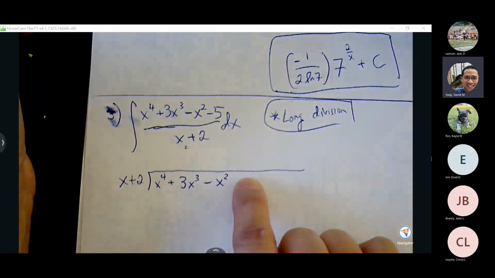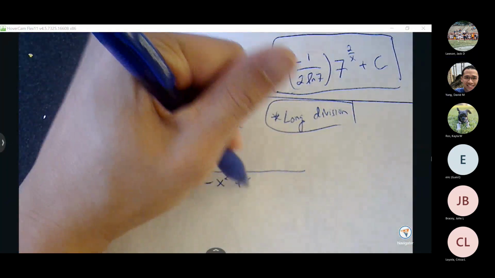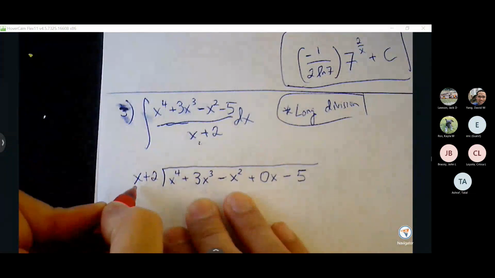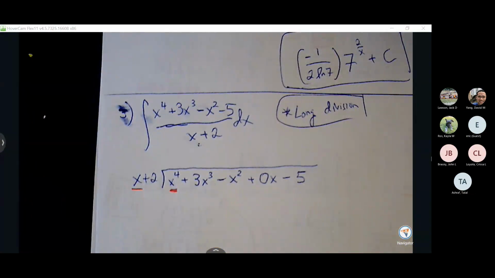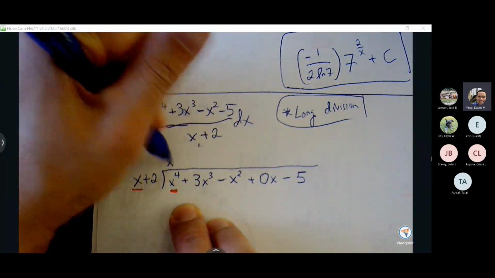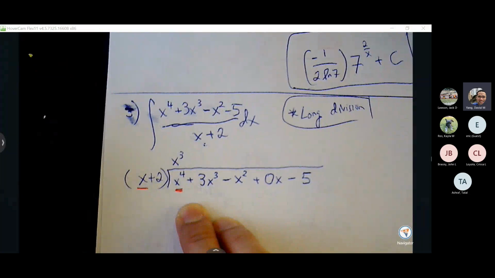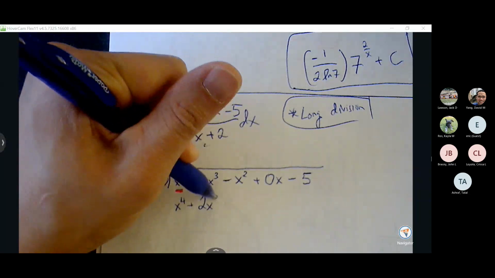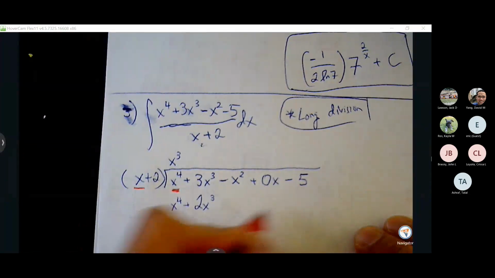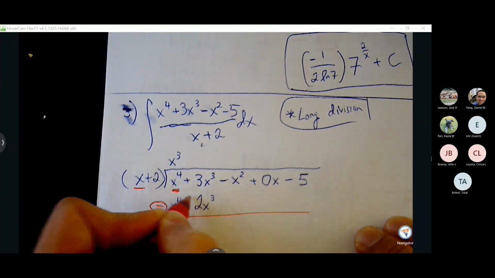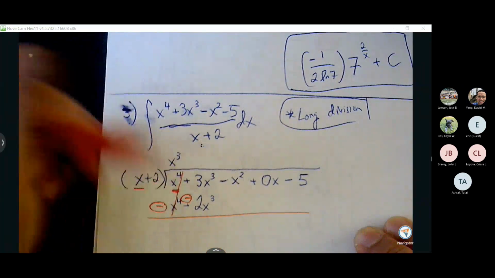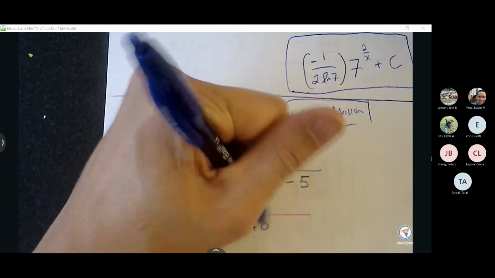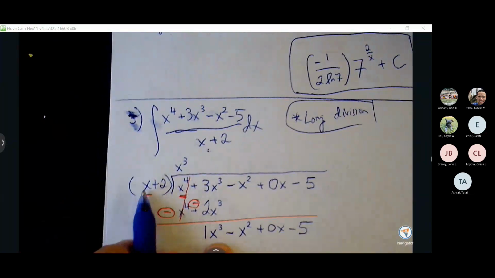If you want with long division, you can put a placeholder. So we match terms here. X times what gives us x to the fourth? X cubed. Take the x cubed, distribute it through the parentheses. Draw your line, change your signs. Add, zero out. Bring everything else down. Repeat the process.